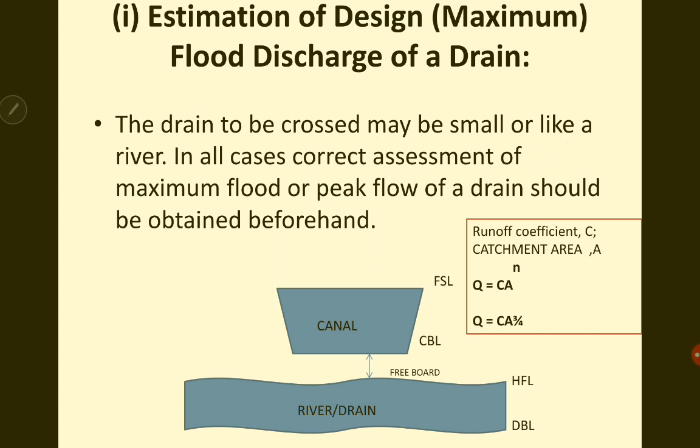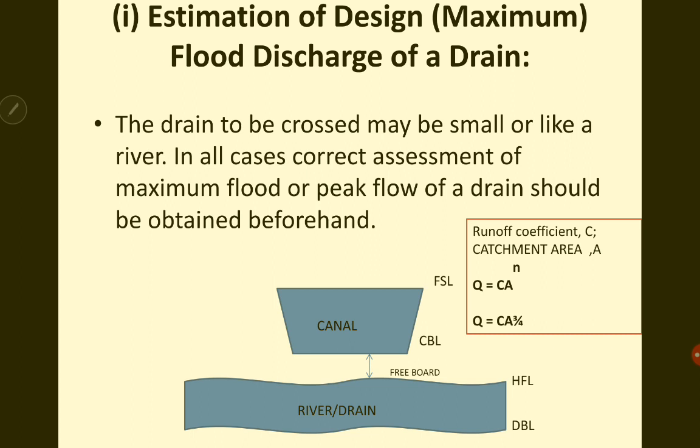What is the discharge, or the high flood discharge, that may happen in the river or the drain? In many cases the runoff coefficient and the catchment area will be given. Then any of the empirical equations, Q is equal to CA raised to N. In the case of Dickens equation, Q is equal to CA raised to 3 by 4. These equations you may have to use to find out the Q value. That is the discharge through the drain. That is the first thing to know.